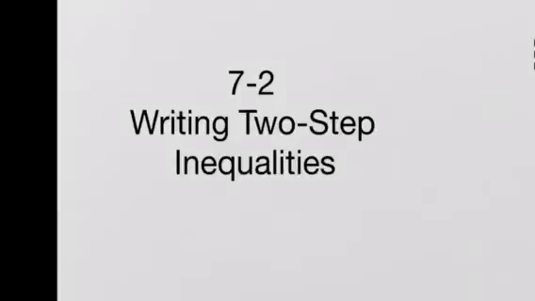Today's lesson, 7-2, writing two-step inequalities. Now, we've been working last week with equations. Equations have the basic setup with a coefficient, a variable, a constant, an equal sign, and an answer. So an equation looks something like this. 3x plus 5 equals 22.